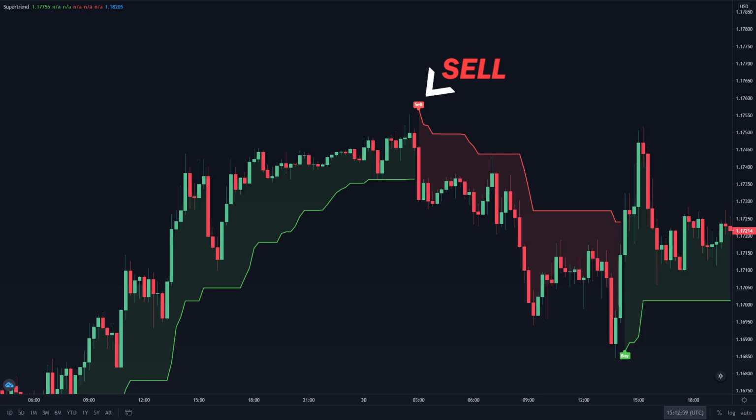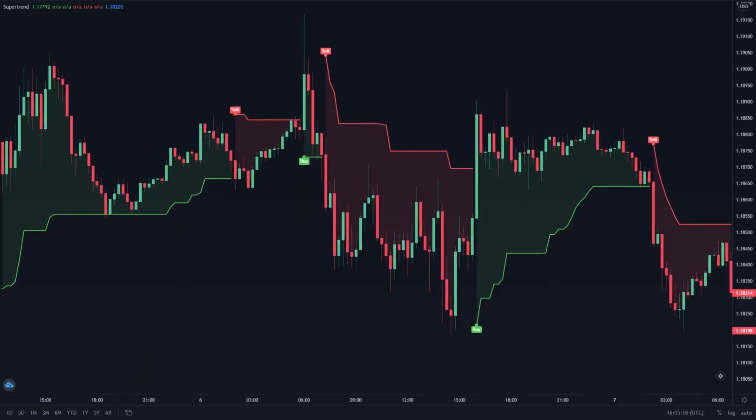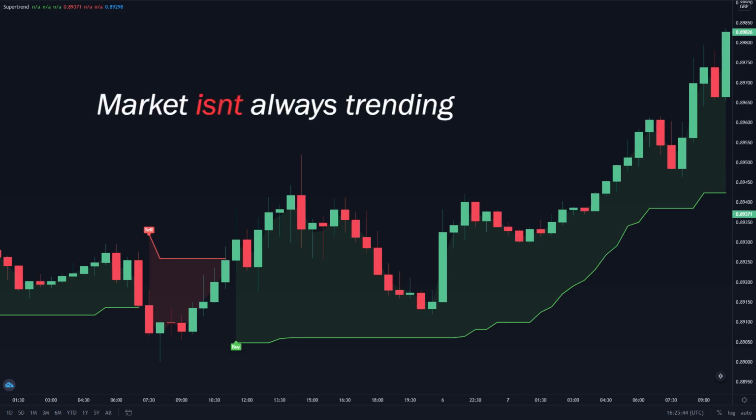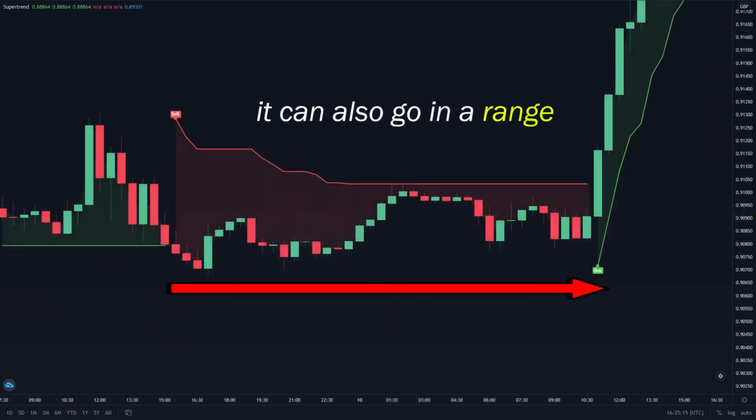But there's actually one big problem if you use the strategy this way, because the Supertrend indicator is constantly giving out signals non-stop. When you're using this indicator, there are no times where you don't take any positions. You are forced to take either a buy or sell position. There are no stops. This can be a huge problem, because if you're a trader, you need to know that the market isn't always trending. The market can also go in a range.